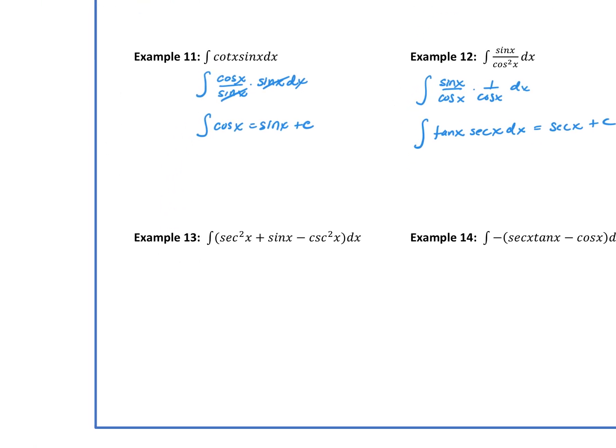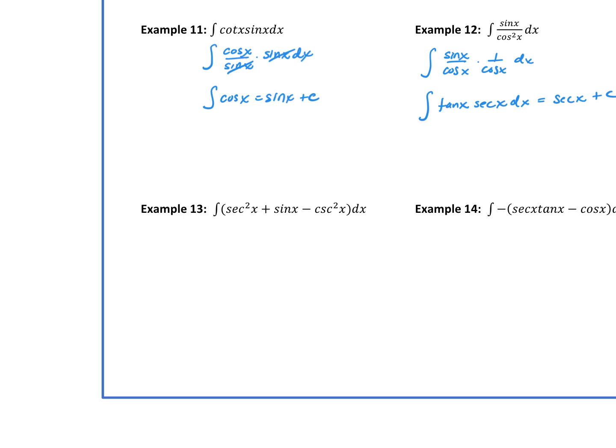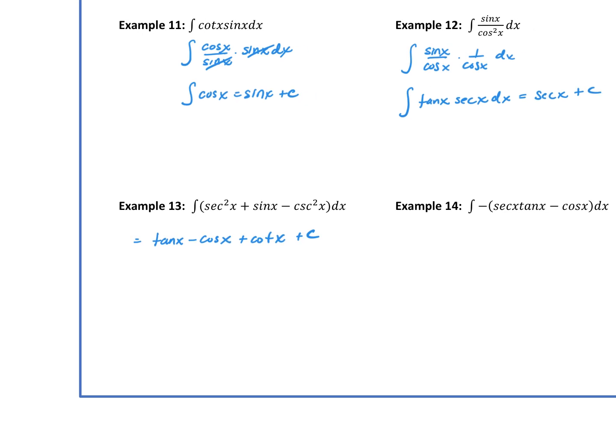All right, here we've got secant squared of x. So this is going to be tan of x. The integral of sine is negative cosine, so negative cosine of x. And then the integral of cosecant squared is negative cotangent, so plus cotan of x plus c.